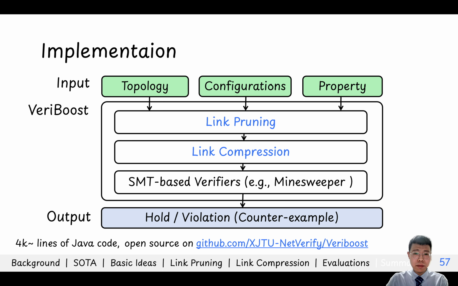We next introduce the implementation of VeriBoost. It takes the topology and configurations and a single property as input. After pruning the link space through link pruning and link compression, the remaining space is input to SMT-based verifiers. Then it outputs whether the property holds or is violated. For verifying multiple properties, we could repeat the above steps. We implement VeriBoost in about 4,000 lines of Java code, and we have also open sourced it on our group website.